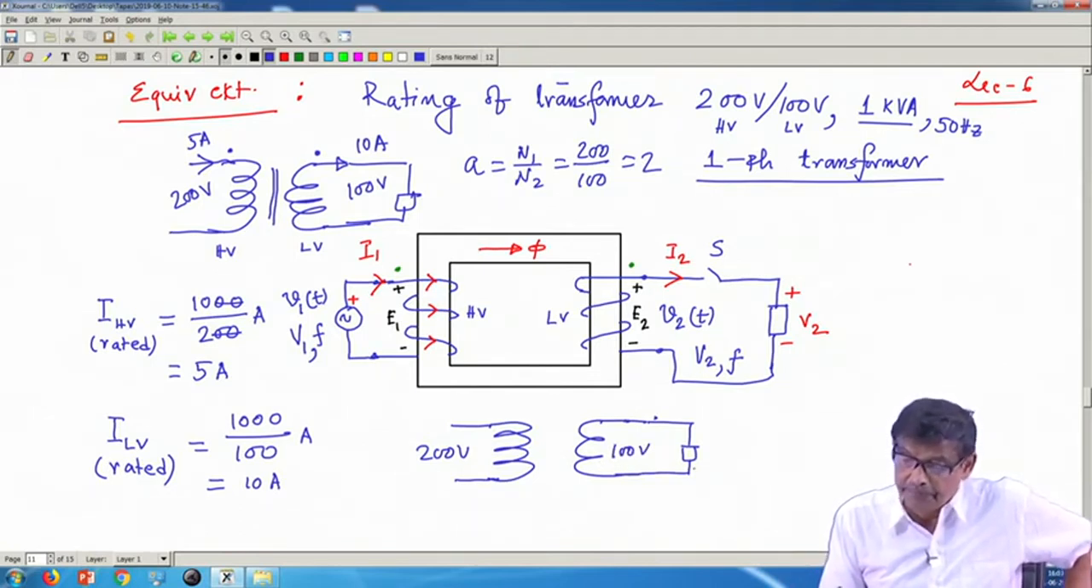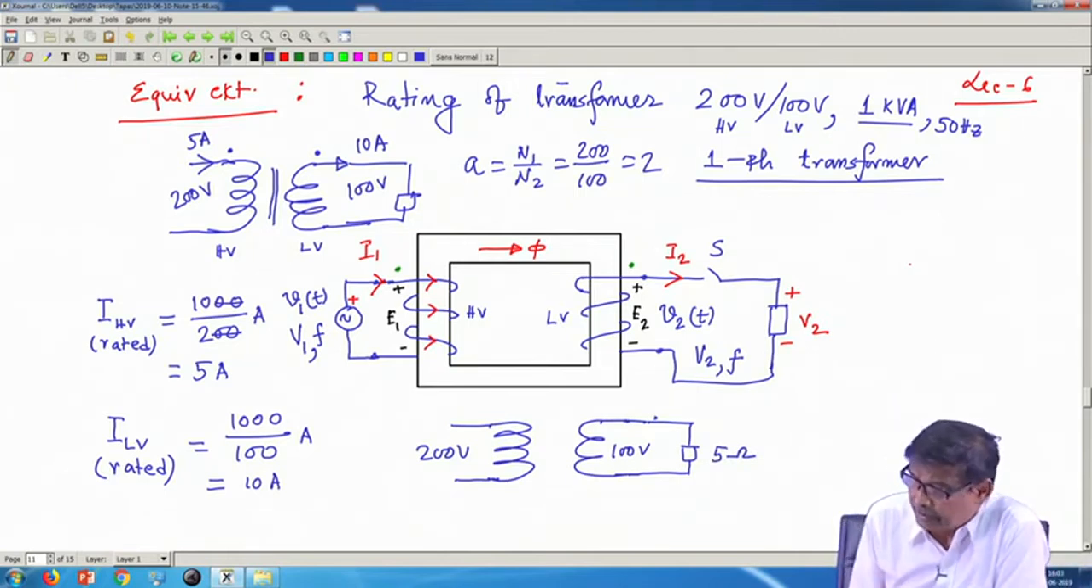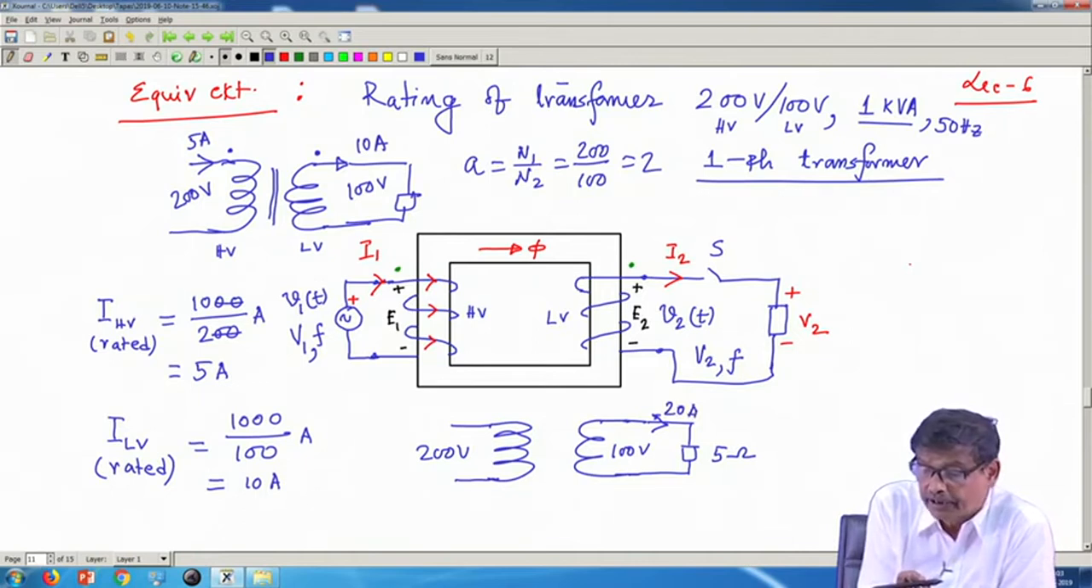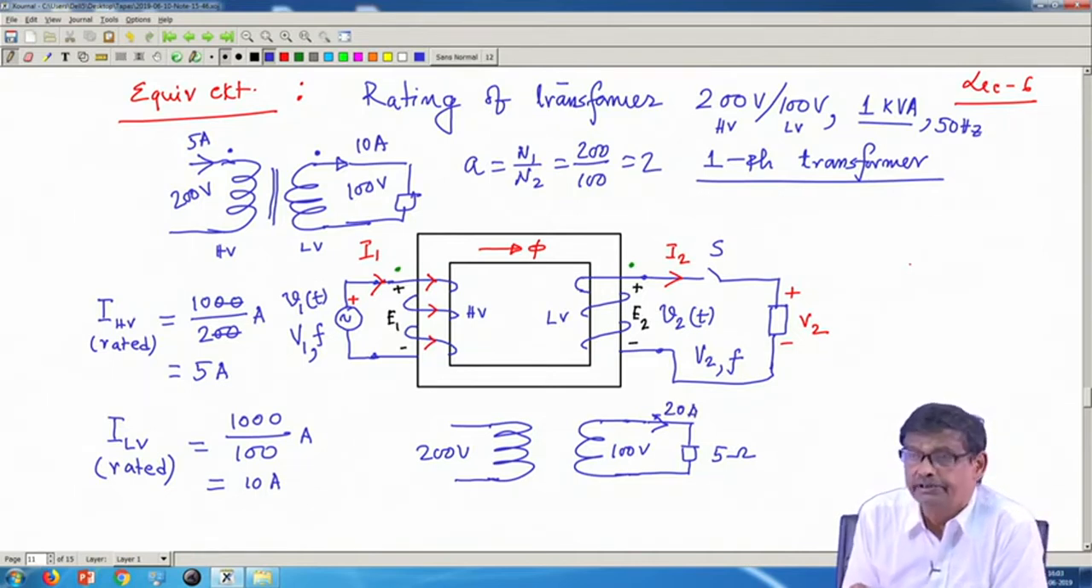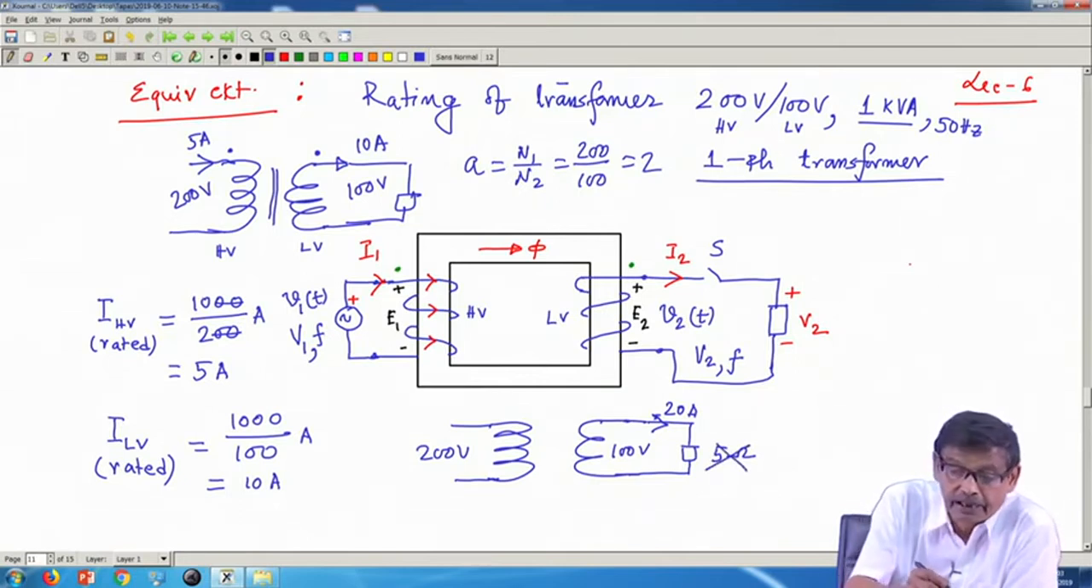Suppose somebody connects an impedance of 5 ohm. What is going to happen? 200 volt, 100 volt, 100 by 5, that is 20 ampere you are trying to draw, and you will say, oh, rated current is 10 ampere. No, this is not allowed. So do not connect 5 ohm then. You must understand this.